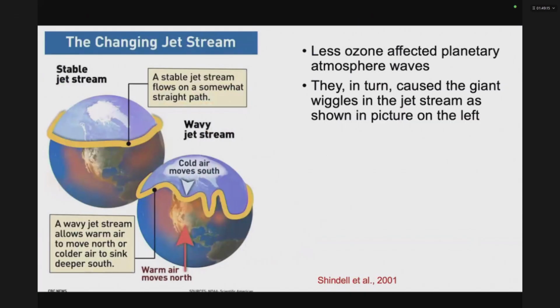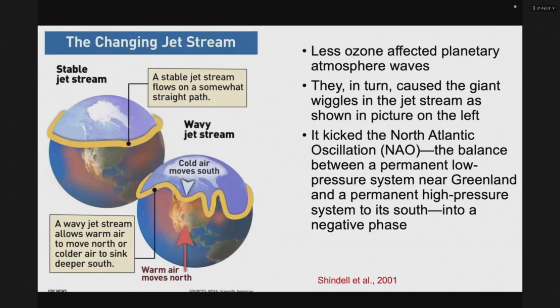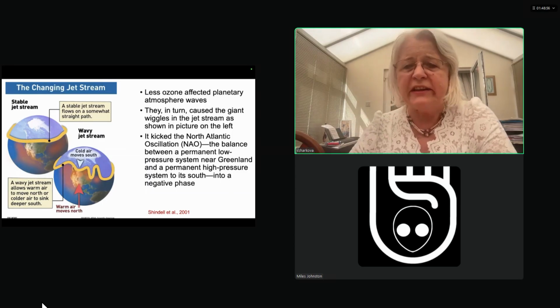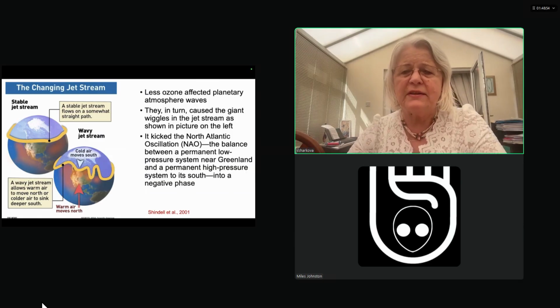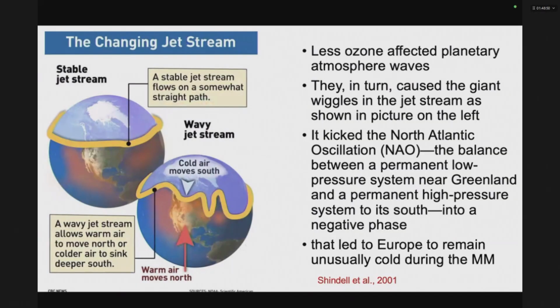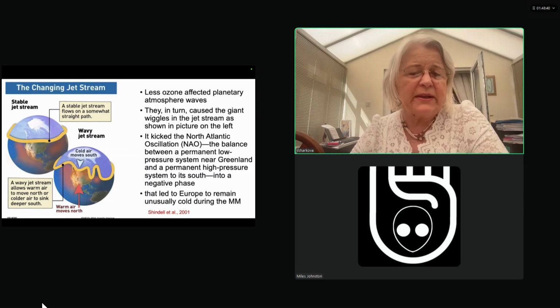Then when the ozone is reduced, it creates giant wiggles. And here you see the giant wiggles of jet streams coming from the north, as shown in the picture on the left. It kicks the North Atlantic Oscillation, a balance between a permanent low pressure system near Greenland and a permanent high pressure system in the south, into its negative phase. And this is what led Europe and North America to become unusually cold during the minimum. So it's not like everywhere became the same. This is related to a particular oscillation.